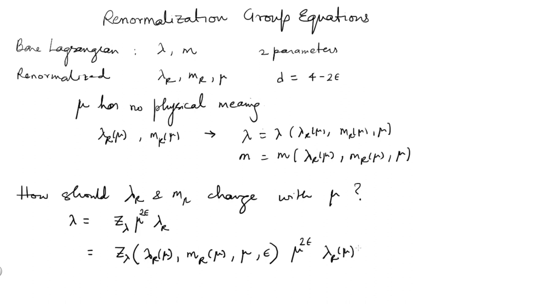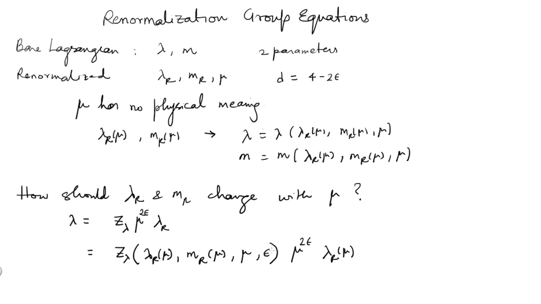Okay, that is how we wrote down lambda earlier. All I have done is just made all the arguments of z of lambda explicit. So what I have done is I have written all the quantities that can in principle appear, without leaving out anything. Unless I have an argument why a certain parameter will not appear, I should write all the things.